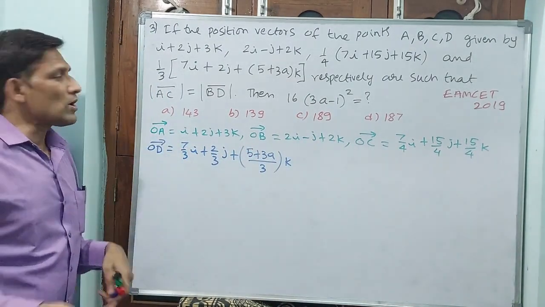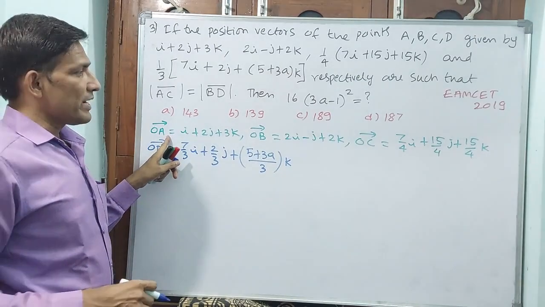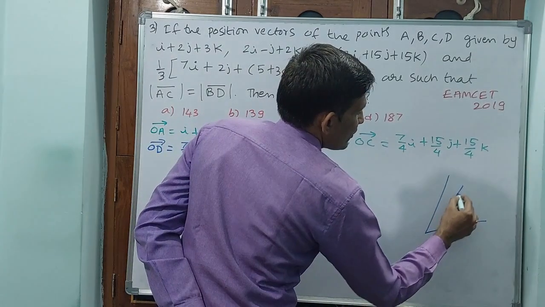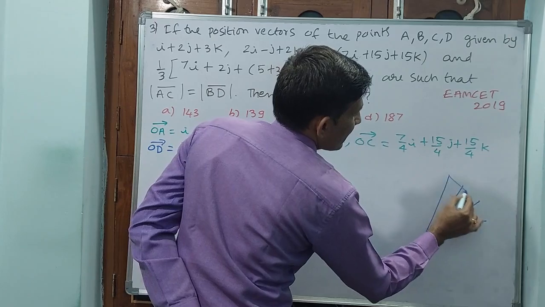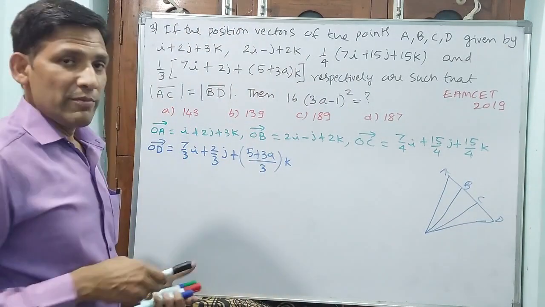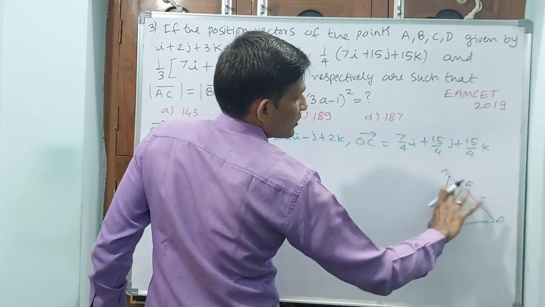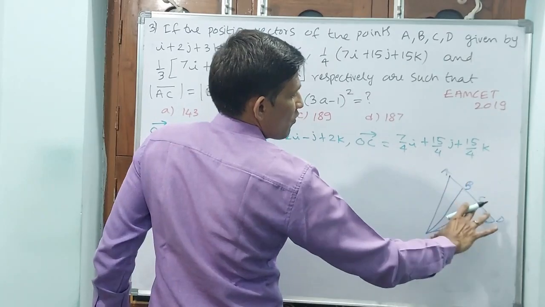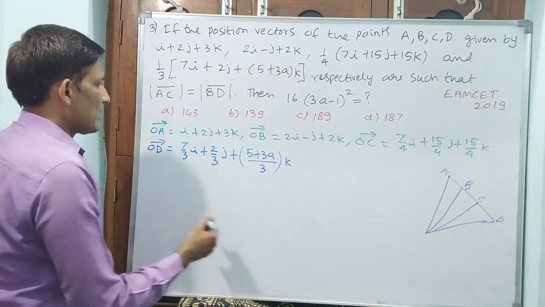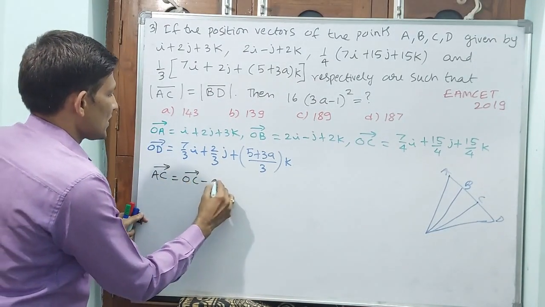Now see what we have to do, and all the hint they have given. AC, how to find? AC means you are going to get OC minus OA. A, B, C, D, 4 are there. Now you tell me AC, A and C, how you are going to get it? OC is equal to OA plus AC, so AC is equal to OC minus OA. OC you are having, OA you are having. Write down: AC is equal to OC minus OA.